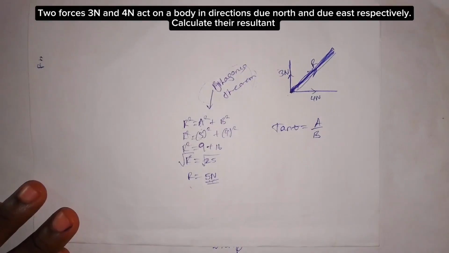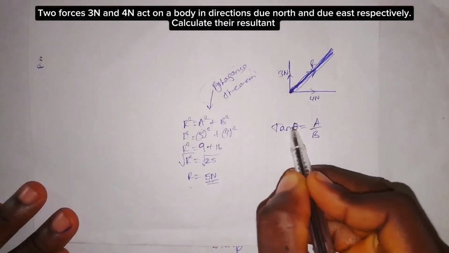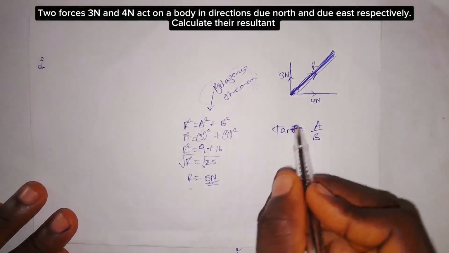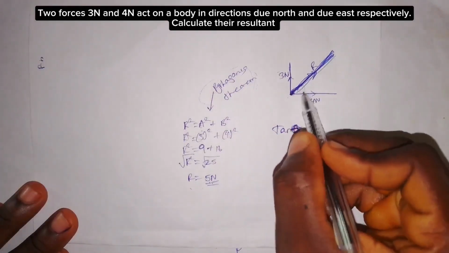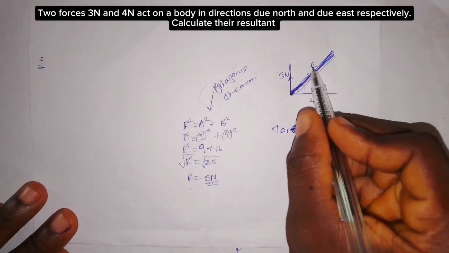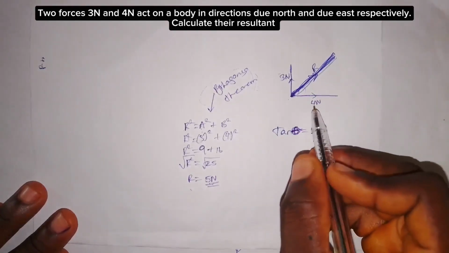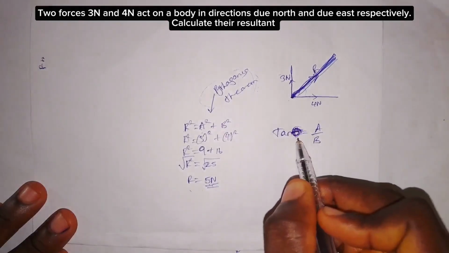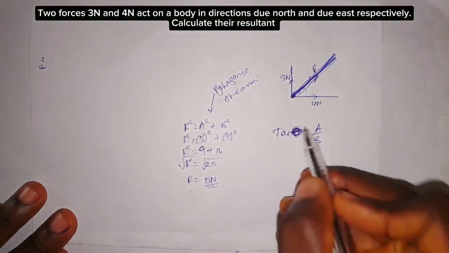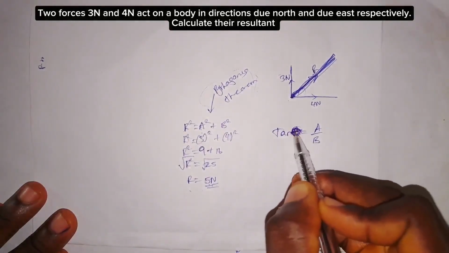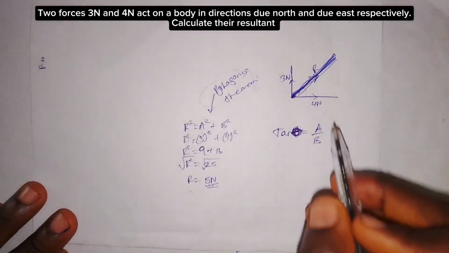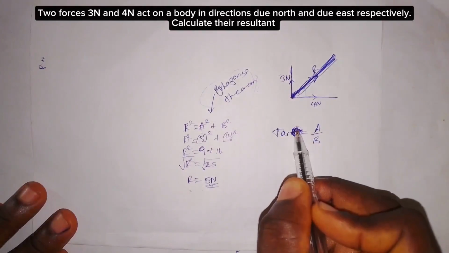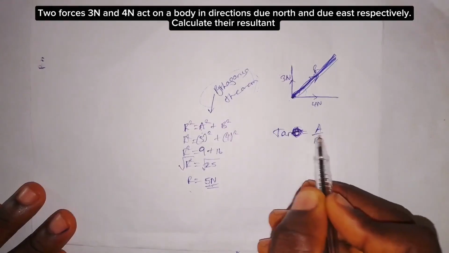Remember that I told you guys in our previous class, theta talks about the direction, or the angle at which the resultant is facing towards the horizontal. This angle is the one that tells us about the direction of the resultant. So this is the angle we are looking for. How can we calculate it? We make use of tan theta equals a over b.